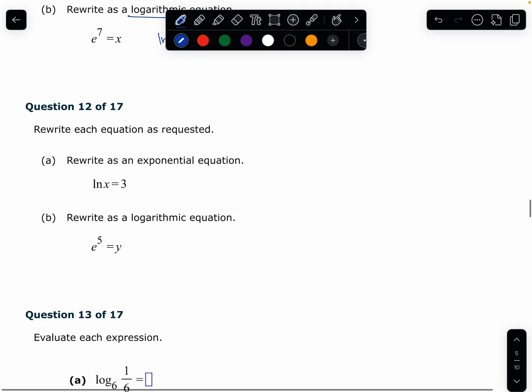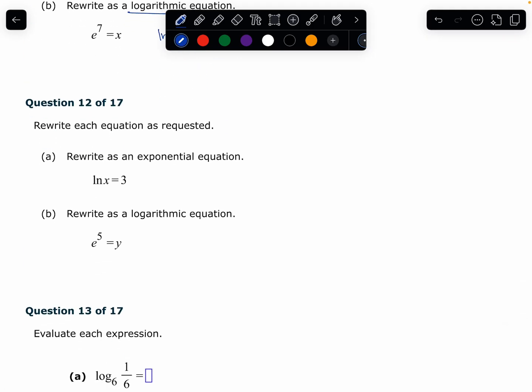All right, for 12, looks like it's the same thing. We have a natural log, so that means whenever I write it as an exponential equation, we have to use the base of e. Natural logs always equal exponents, so my exponent has to be 3, and that is going to have to be equal to x. For part B, we have an exponential expression. We want to write it as a logarithm, so we have to use natural log notation. And then logarithms always equal exponents. The exponent here is 5, which means y has to be the argument.